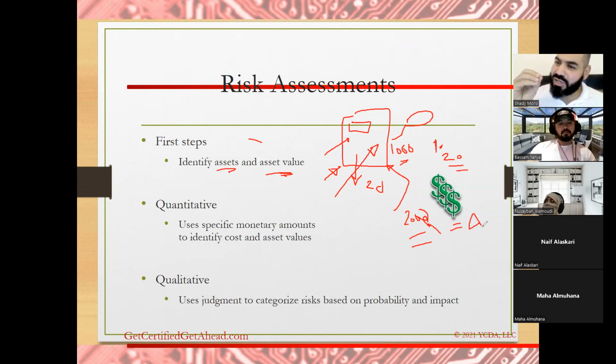Sometimes it's easy to calculate the money behind the loss, and sometimes it's not. That's why, guys, we have two types of calculation, one called quantitative and one called qualitative, because not every single risk can I put a monetary value on. I'll give you an example.